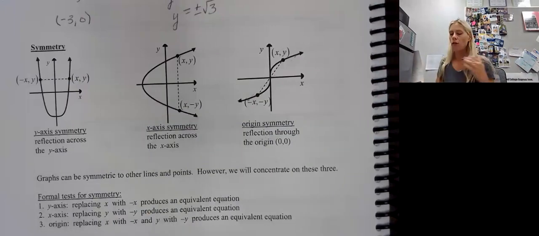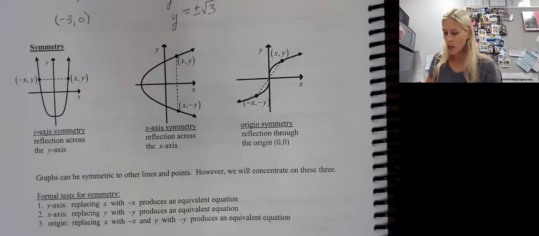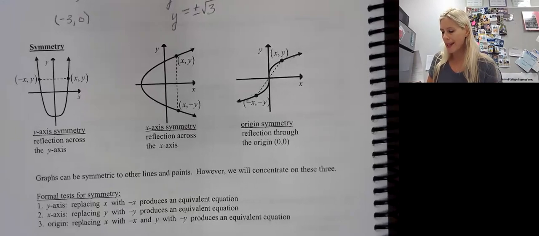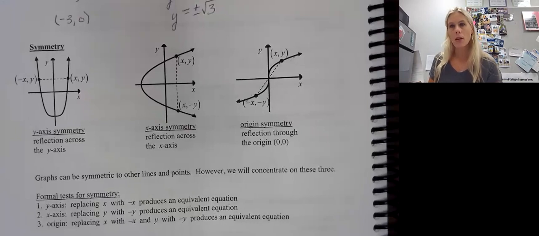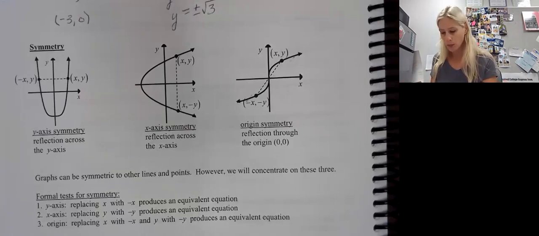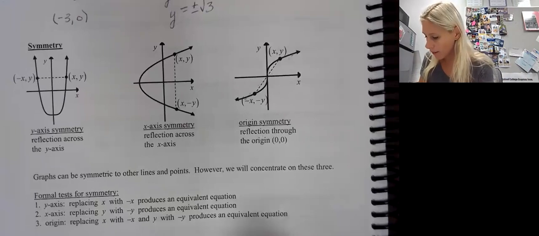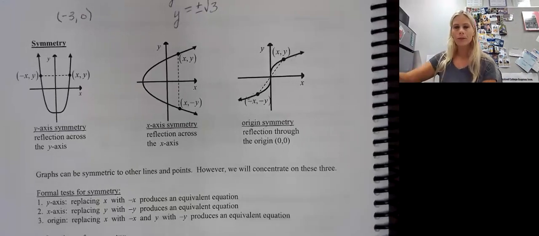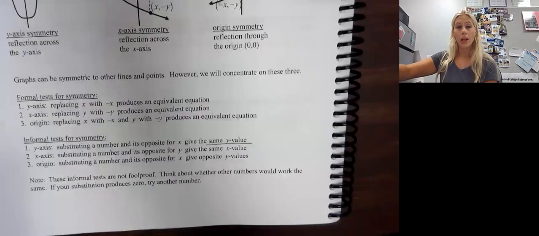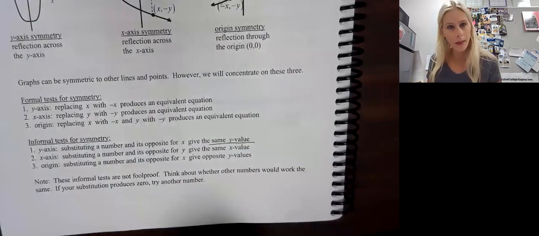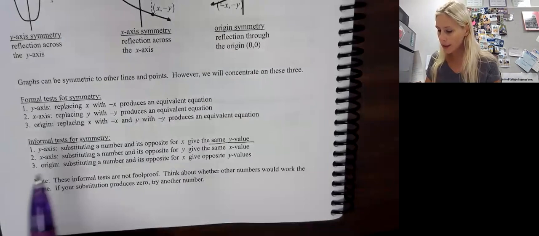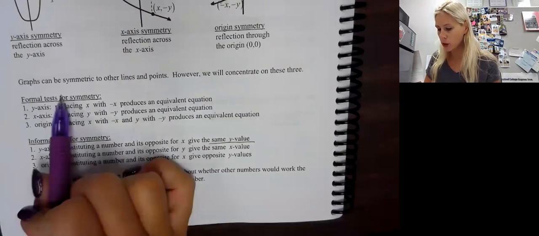So here are some formal tests, okay? When we do a test for the y-axis, we substitute a number and its opposite, okay? So if I substitute in 2, then I'm going to substitute in -2. When I do that, if they are the same y value, down here. Oh, I skipped. I said the informal. Sorry. Formal test for symmetry.